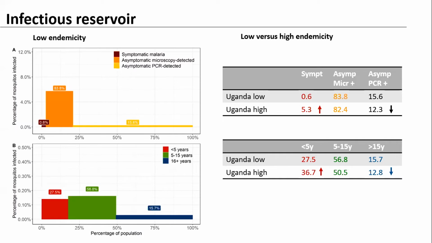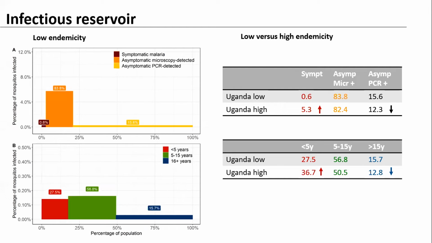The coffee brown represents the symptomatic infections. The orange are asymptomatic microscopy-detected infections, and then the yellow are asymptomatic submicroscopic infections. The heights of the graphs are the proportion of mosquitoes infected, and the percentages are the estimated contribution of the infection type to the infectious reservoir. What we see is that the asymptomatic microscopy-detected infections contributed 83.8%, the most to the infectious reservoir.